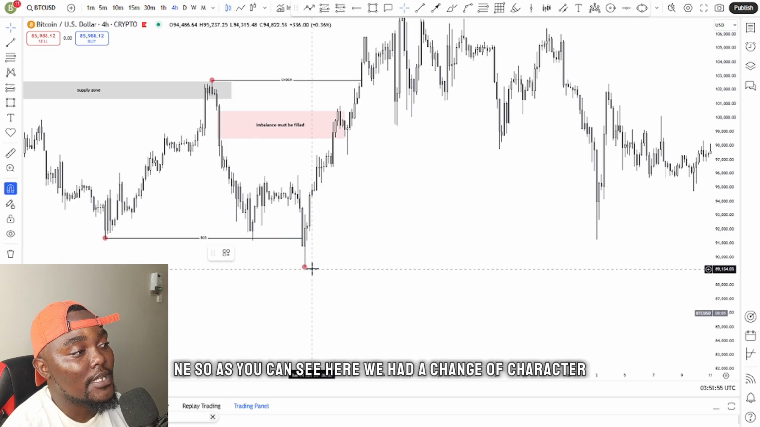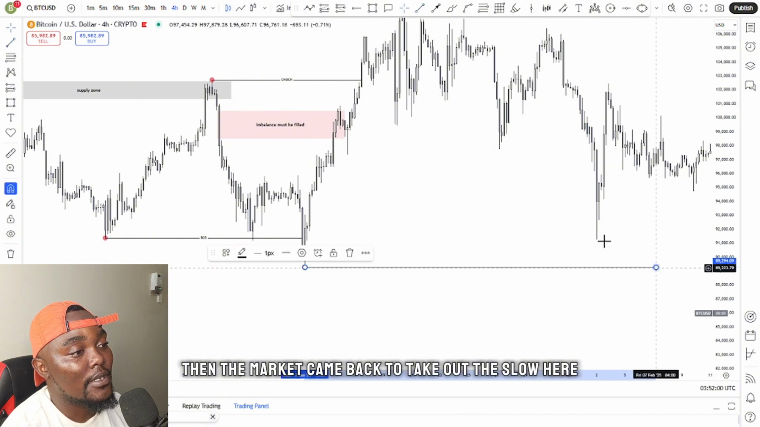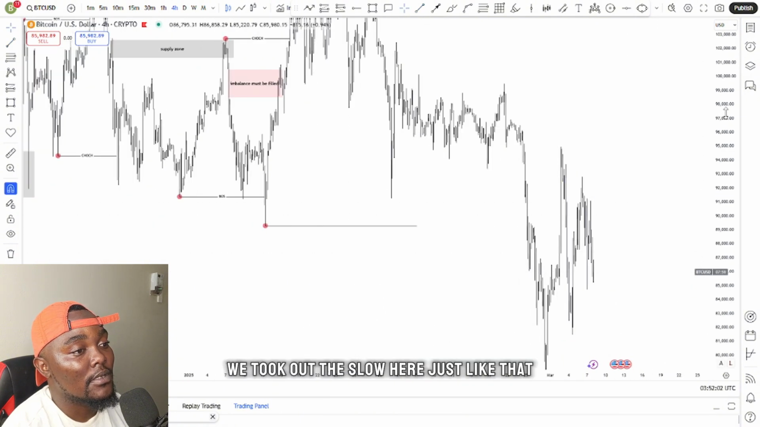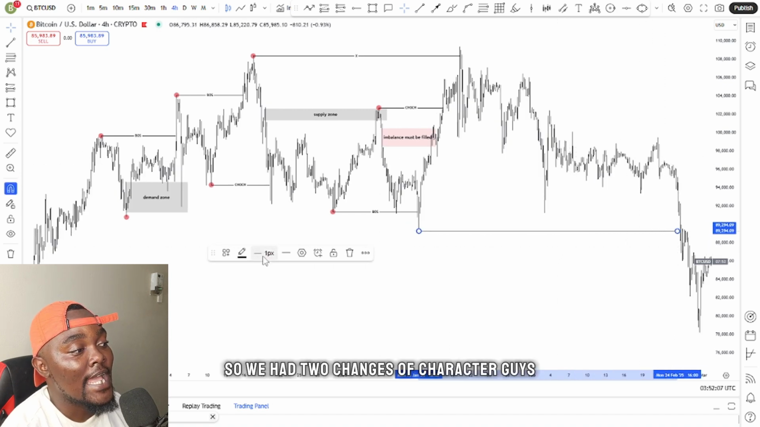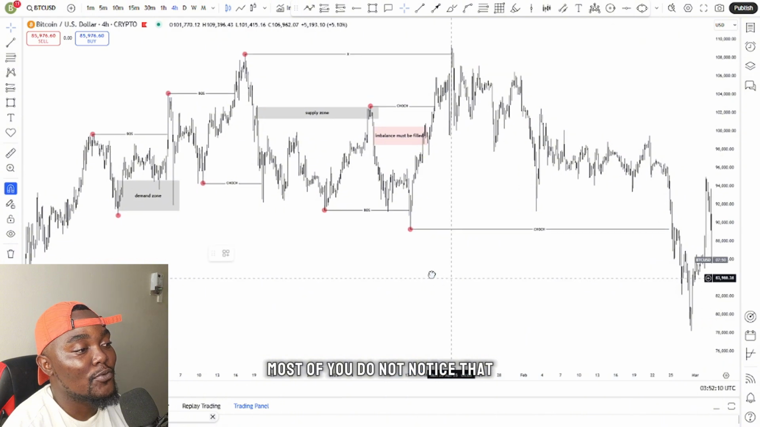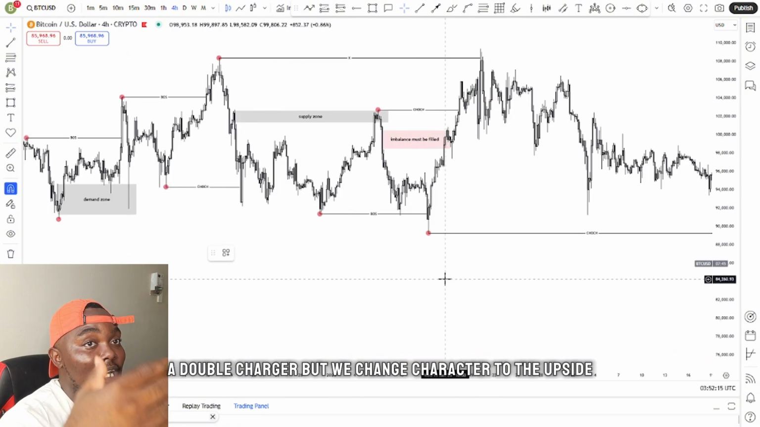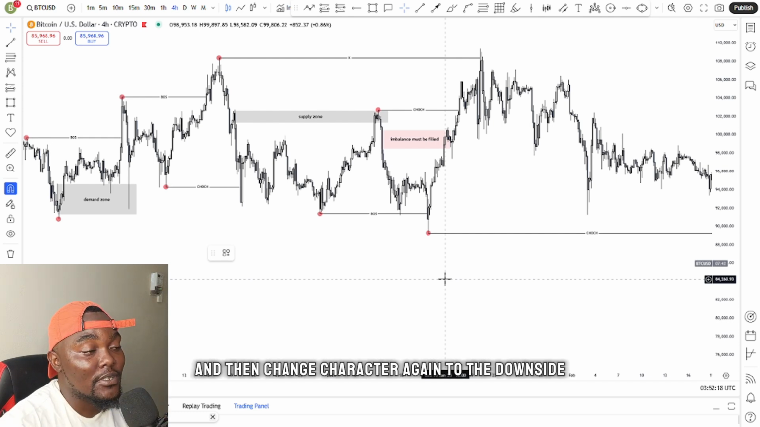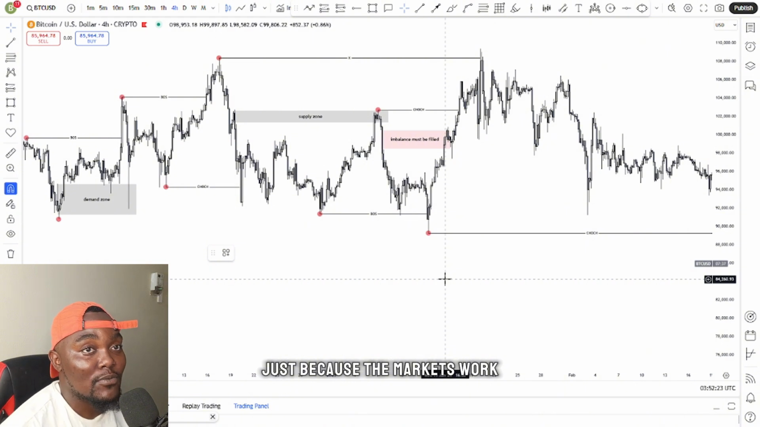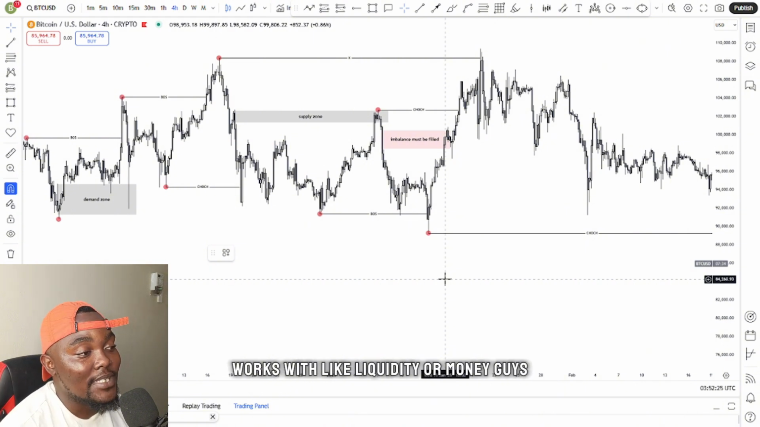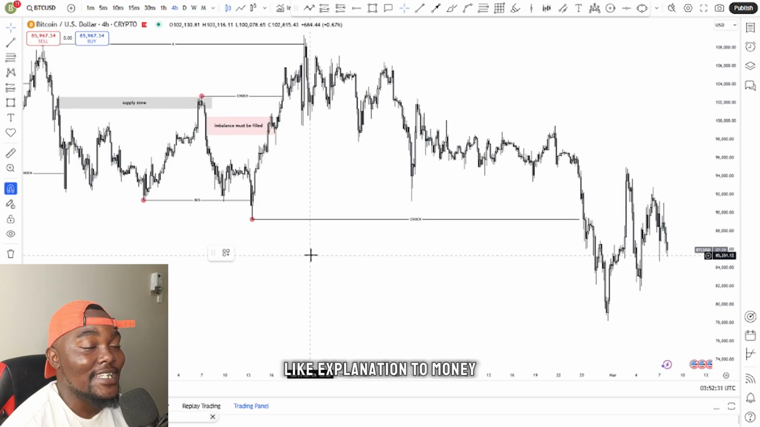As you can see here, we had a change of character, then the market came back to take out this low here. If you look closely, we took out this low, just like that. So we had 2 changes of character, guys, and this normally happens in the markets. Most of you do not notice that. Sometimes you can have a double change, whereby we change character to the upside and then change character again to the downside, up until we realign and then get more money in the markets, just because the markets work with liquidity or money, guys, just because liquidity is just a more expensive explanation for money.